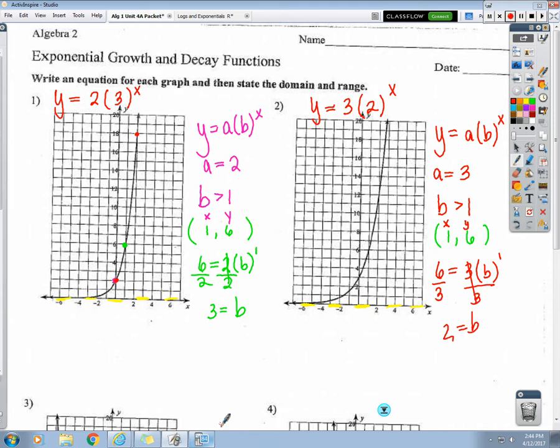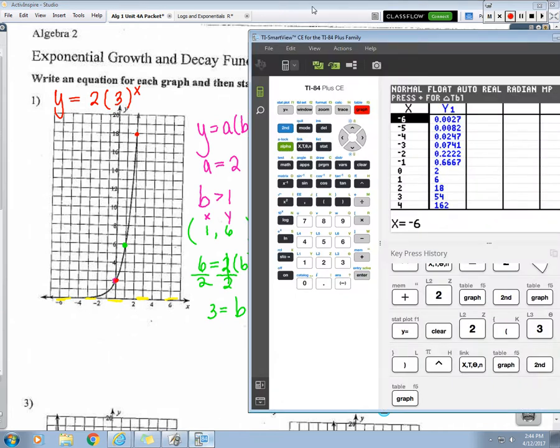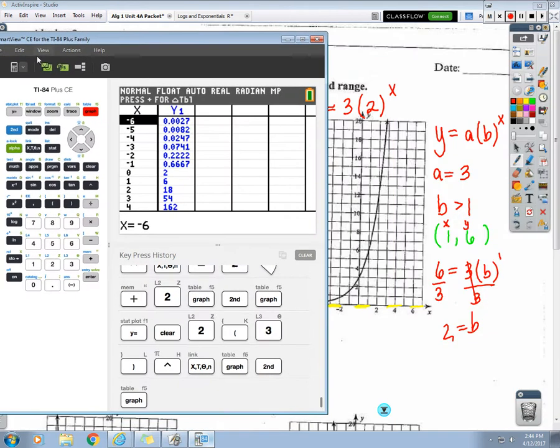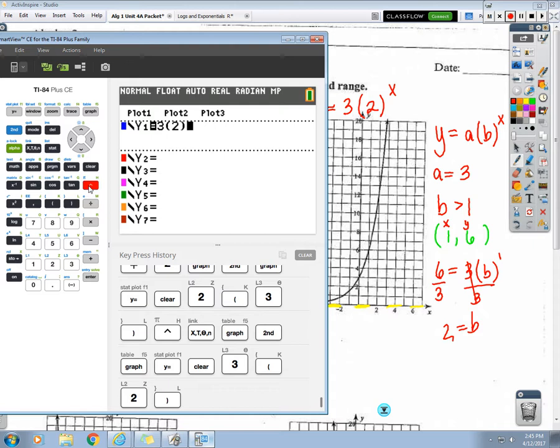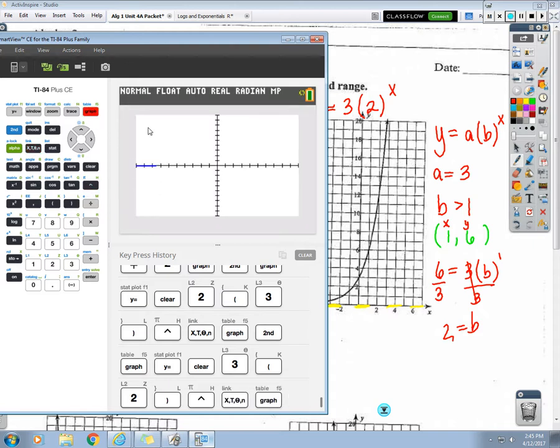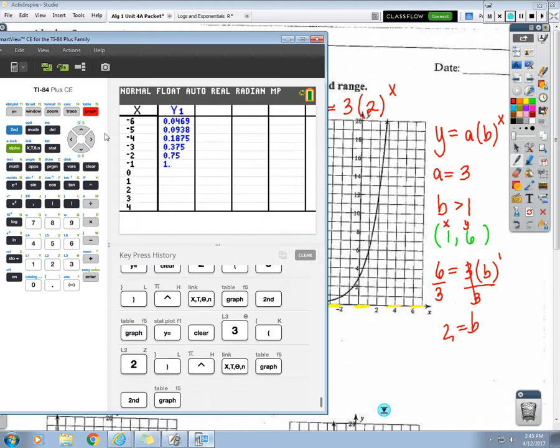Okay, now I'm going to graph it to make sure I have the right equation. Y equals 3 times 2 to the x power. It looks very similar to mine, but to match it up perfectly, you got to look at the table. 0, 3. Did we have that point on here? 1, 6. Do we have that point? 2, 12. Is there a point at 2, 12? Yes. So we have the right equation.